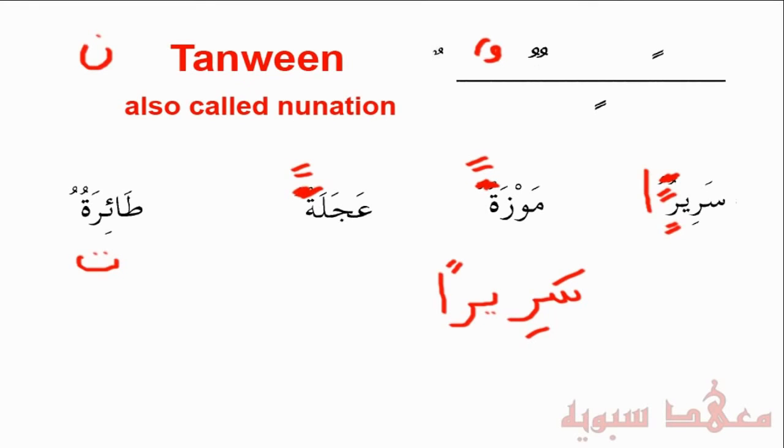Now, another point to note, most masculine proper nouns will have a tanween, yet they are still definite. So any proper name, for example, Muhammad, will be Muhammadun, Muhammadan, Muhammadin. So they have tanween, but they're definite. With all other nouns, the tanween will indicate indefiniteness.